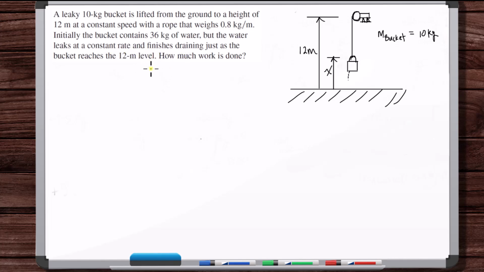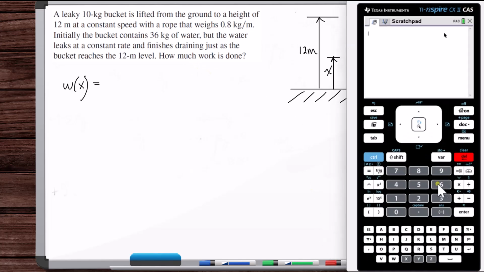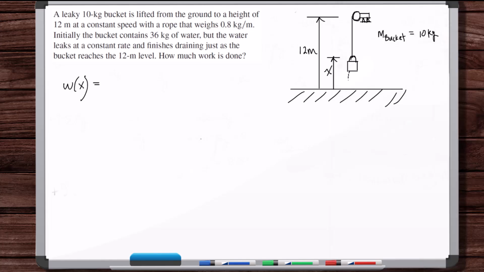All right. The weight of the bucket as a function of x: when x is equal to 0, the bucket is the 10 kilograms plus the 36 kilograms, so 46 kilograms, 46 times 9.81, which is 451.3 newtons. But then minus, because you're going from x equals 0 to x equals 12, and you're subtracting out.